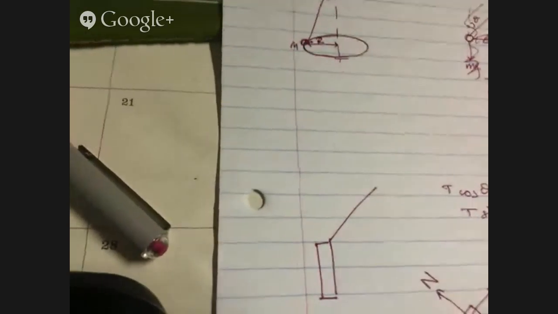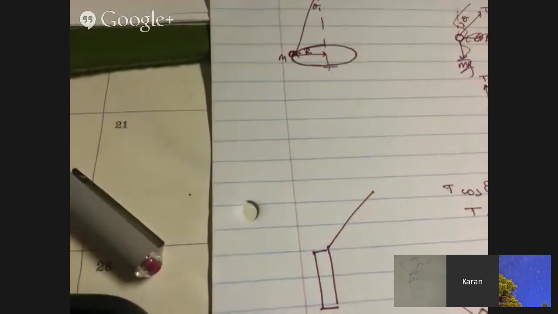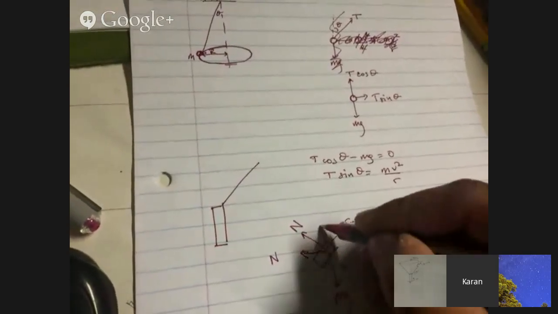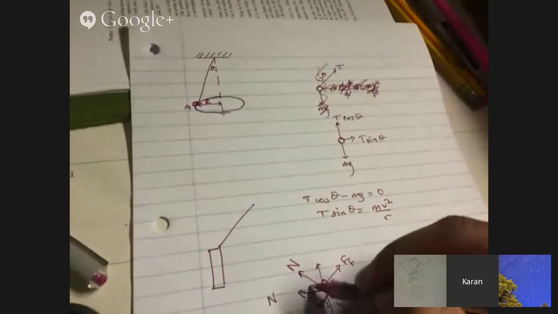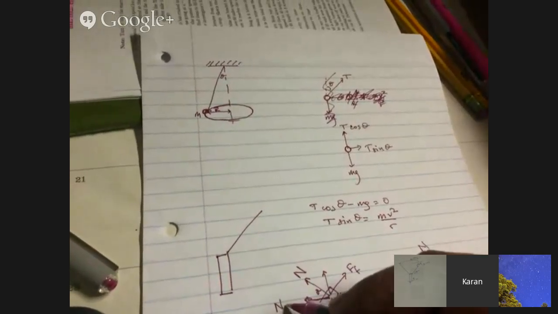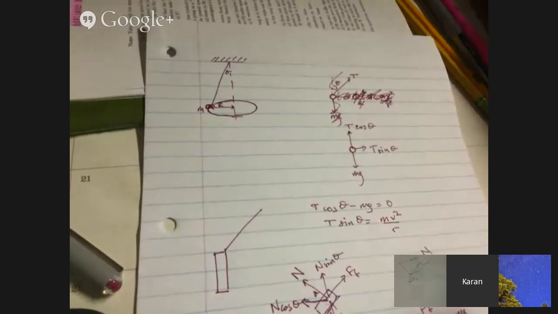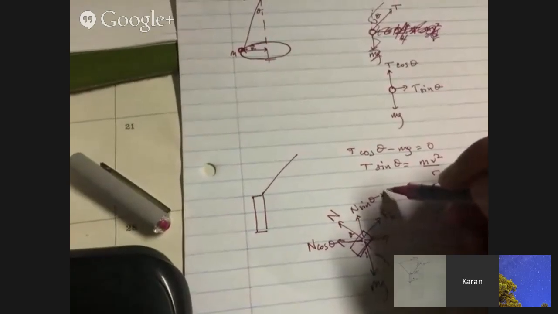So when I resolve in that direction, mg is already pointing down. Then this is N cosine. Do we have the angle? Yeah, 45. N cos theta and sine theta. So that's what I have so far. And then you've resolved friction, right? Yeah.